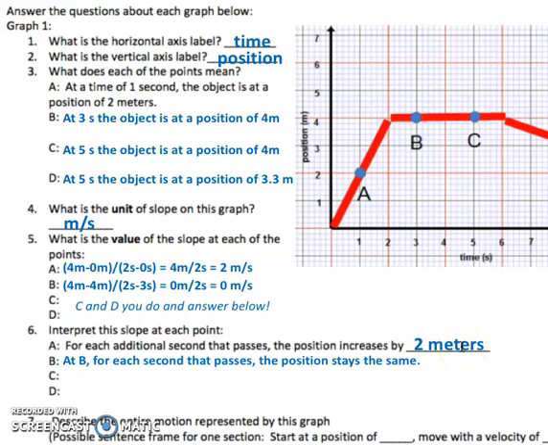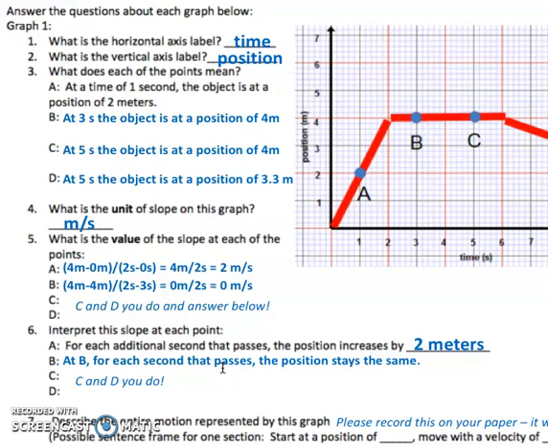So then I would go ahead and describe at B, for each second that passes, the position stays the same. That's what a slope of 0 meters per second means. It means that the position is not changing. So I could have written, the position is not changing, or I could say that the position changes by 0 meters. That would all be saying the same thing. It's essentially telling us that the object is standing still.